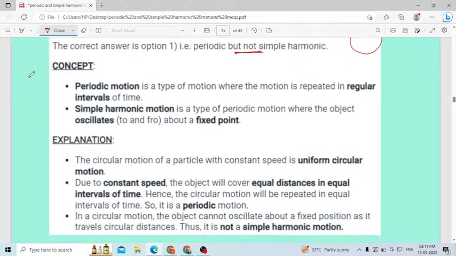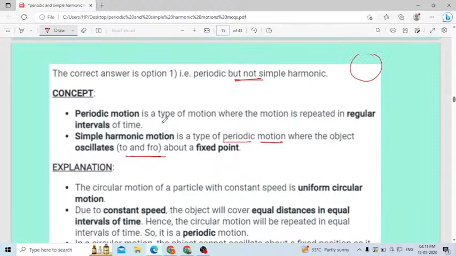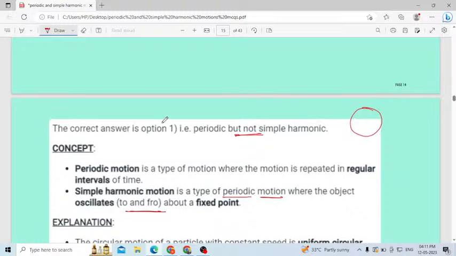Let us study here. Periodic motion is a type of motion where the motion is repeated at regular intervals of time. That everyone knows. In the case of simple harmonic motion, it is a type of periodic motion, where the object oscillates to and fro about a fixed point. Always remember, in simple harmonic motion, the object will be in oscillatory motion. How will it move? It will move to and fro.